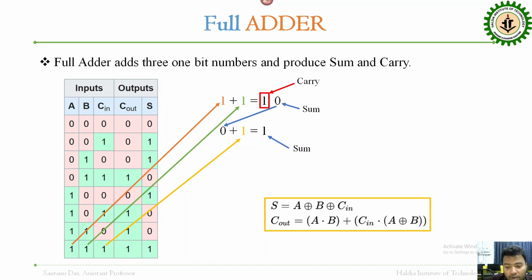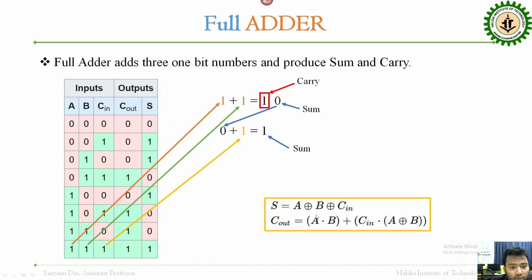Okay. Next, if we solve this sum and carry out, we are getting those expressions. I am not going to discuss the whole solution because it is already discussed in Boolean postulates. Here, if you solve sum, you will get A XOR B XOR C, and if we solve the C out, which is carry, we are going to get these results as AB plus C into A XOR B.